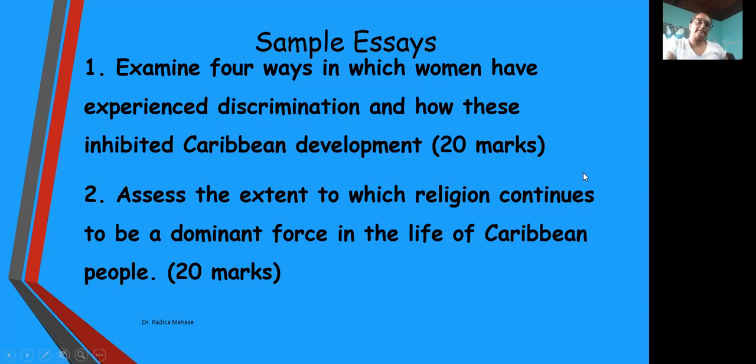Our question is, assess the extent to which religion continues to be a dominant force in the life of Caribbean people. 20 marks. What do we have so far? Thesis statement. Let's start with a thesis statement. How has religion continued to be a dominant force in the life of Caribbean people? Mikhail.